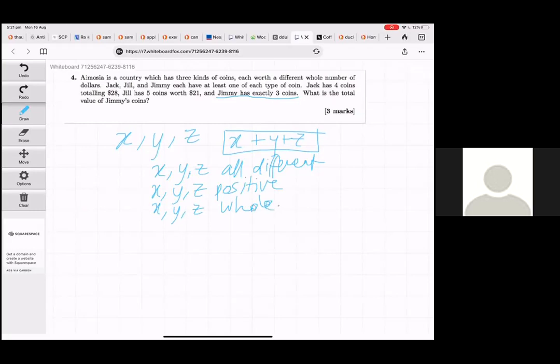So now that I've written down all that I know about each of these coins, I can start to work with what they've told me about these people and the coins they have. So Jimmy offers no information. I'm trying to find out about Jimmy. Let's see how we can use Jack and Jill. So I'm going to want to start with Jack. And the reason for that is because Jack has fewer coins. So the restriction, which says that each of them has at least one of each coin, is a little bit stronger when it comes to Jack than it is when it comes to Jill.